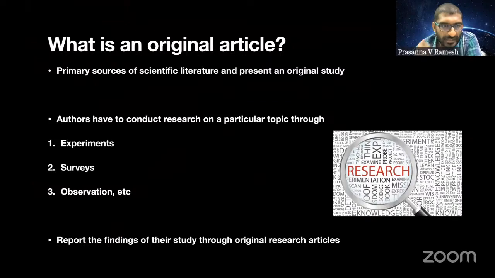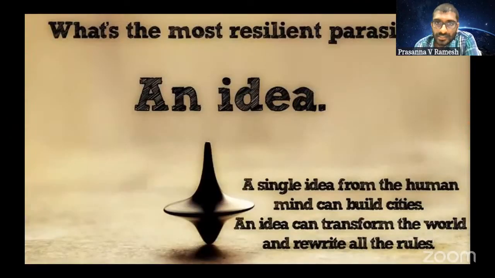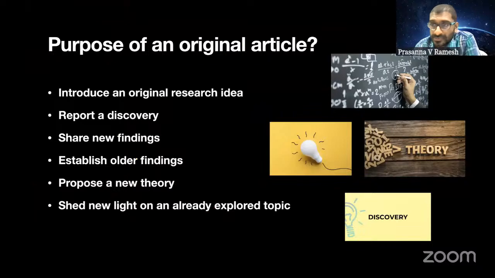So what is an original article? It's basically a primary source of scientific literature. It could be research which is an experiment, survey, observation, or an original study. It all starts with an idea, which is the most resilient parasite, as Nolan calls it. The purpose of an original article is to introduce an original idea, report a discovery, share new findings or establish older findings, propose a new theory, or shed new light on an already explored topic.